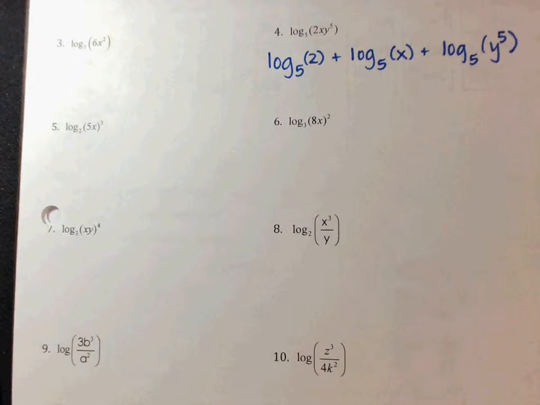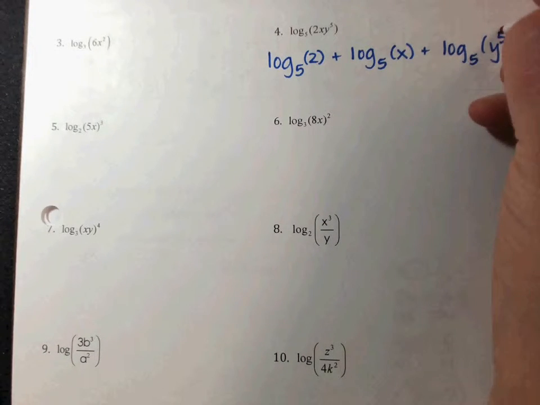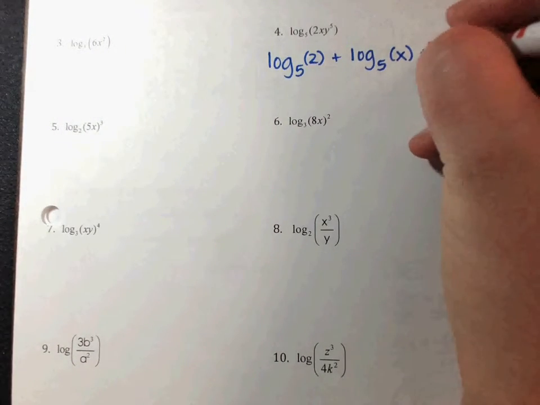Okay, am I done? No, what still needs to move? The 5 on top. So I'm going to take this, look, to not have to rewrite it, I'm just going to cross it out, and I'm going to put it in the front. And now you're done.